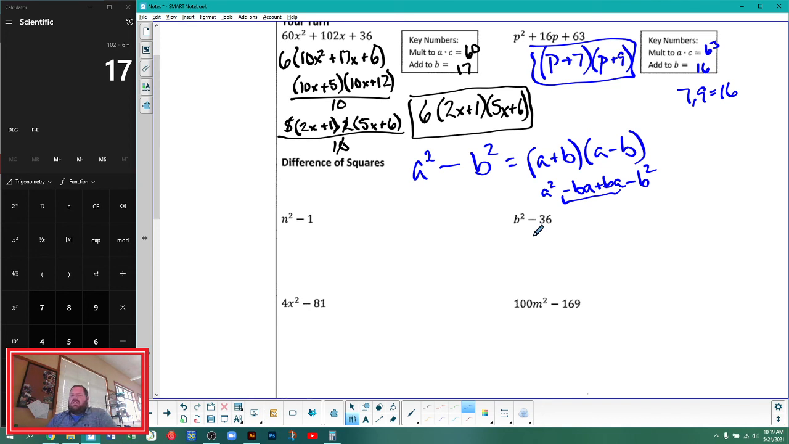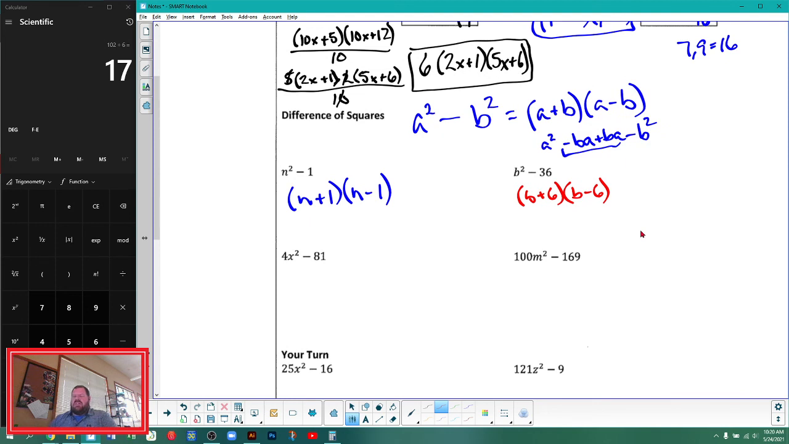Okay, and so that's what really drives this idea that this is a factoring technique, because sometimes we don't really want to know that it's n squared minus 1. We know that the square root of n squared is n, and the square root of 1 is 1. So this really just becomes n plus 1 times n minus 1. Similarly, in the second one, the square root of b squared is b, and the square root of 36 is 6. So this is b plus 6 times b minus 6.